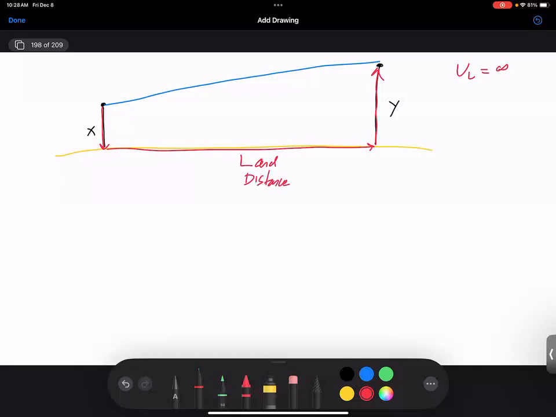If the land distance is really small, this is a terrible idea for the dog. But if the land distance is really large, relative to x and y, then it's worth going to the land as fast as possible. Because once you're on land, there's no cost in traveling on land. So do we all agree that there's got to be some critical threshold? Can anybody tell me what that land distance should be? Y greater than x plus y.